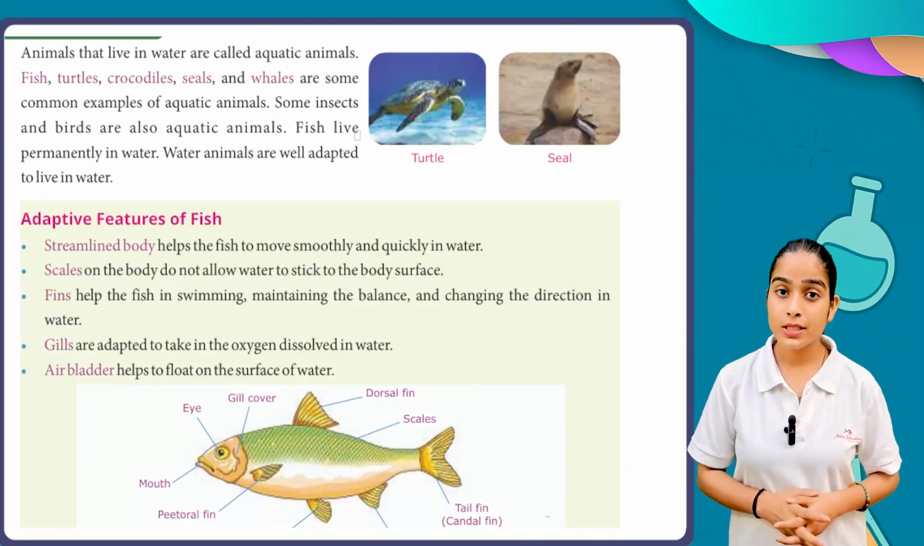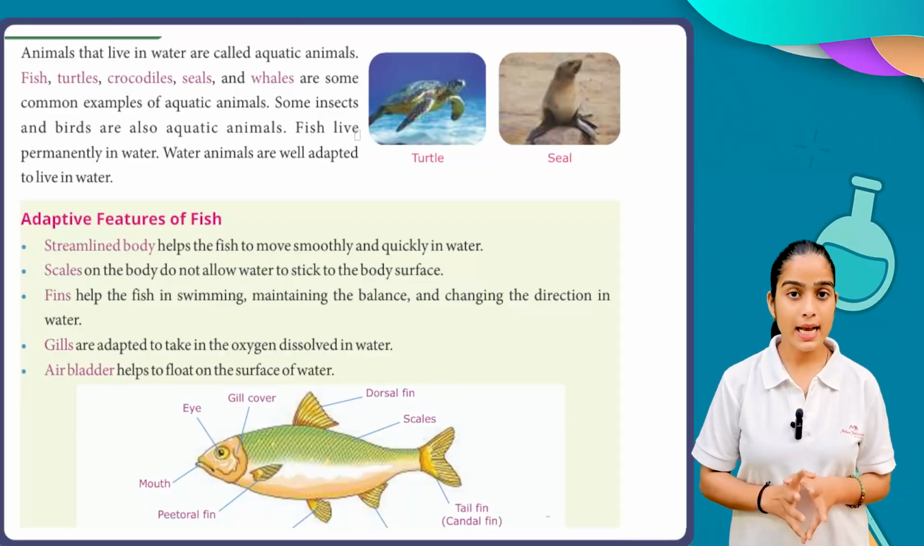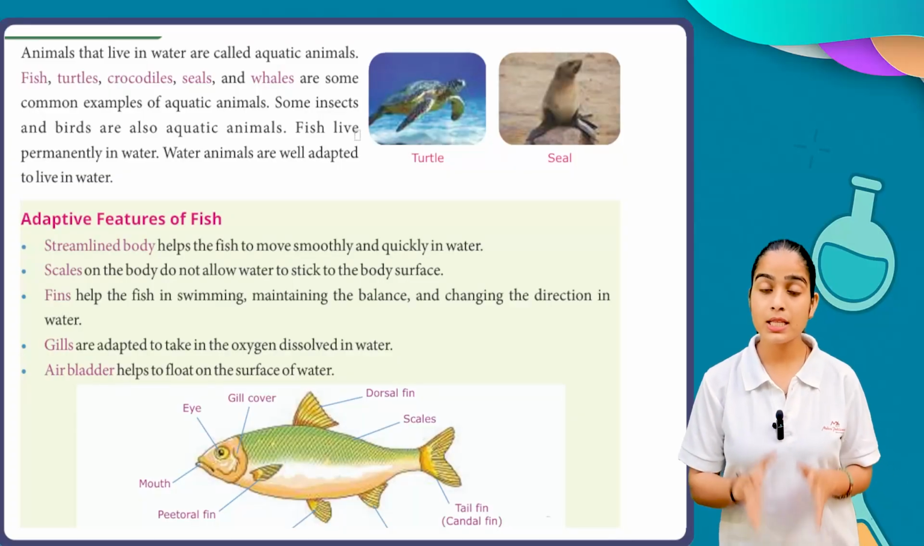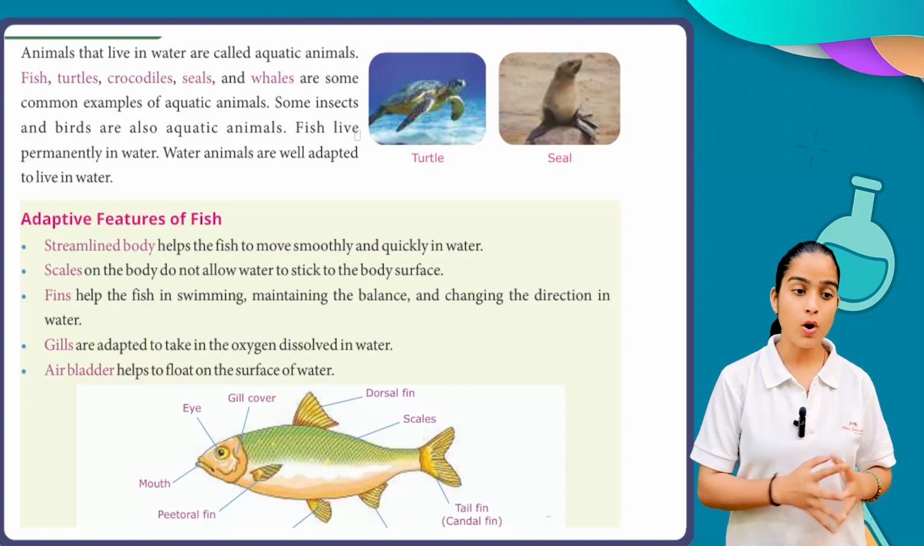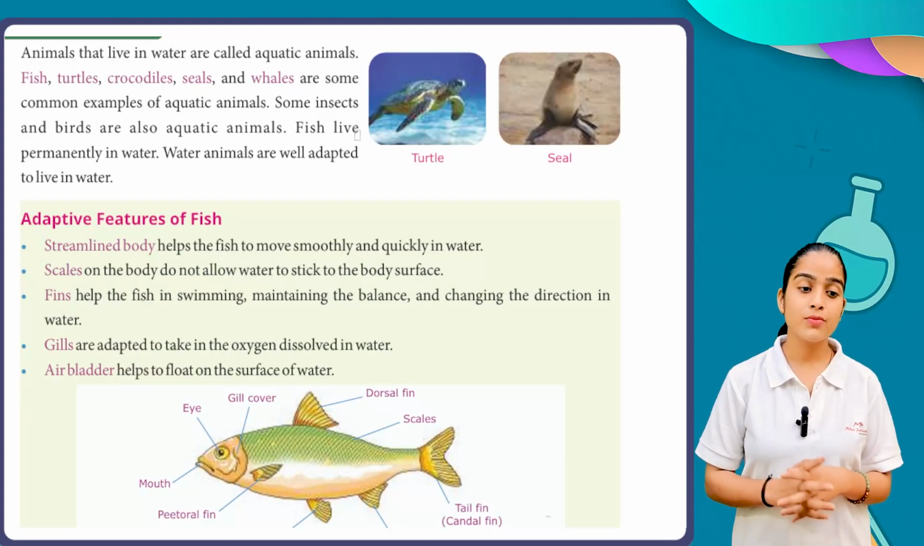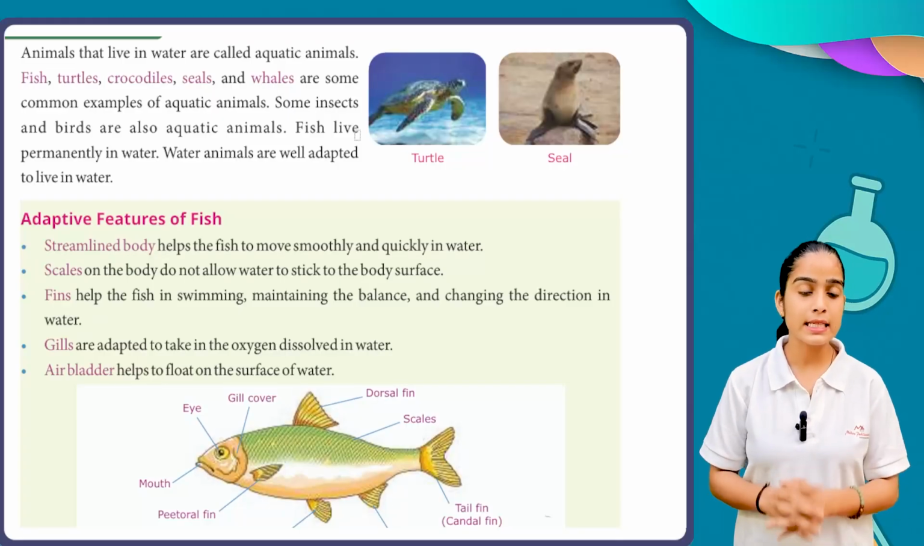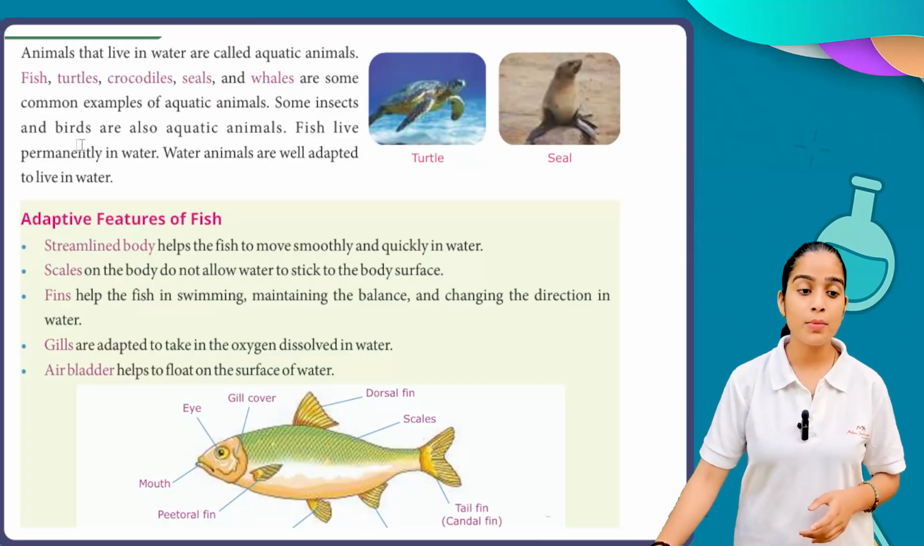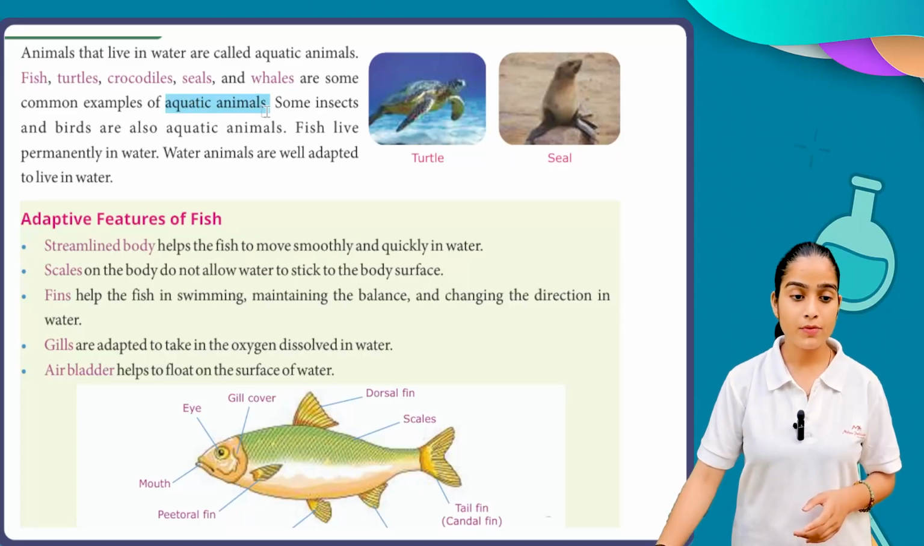Now we are going to discuss the aquatic animals. As the name suggests, aquatic means the animals who live inside the water. Animals that live in water are called aquatic animals. Fish, turtles, crocodiles, seals, and whales are some common examples of aquatic animals. So we have these examples of aquatic animals.